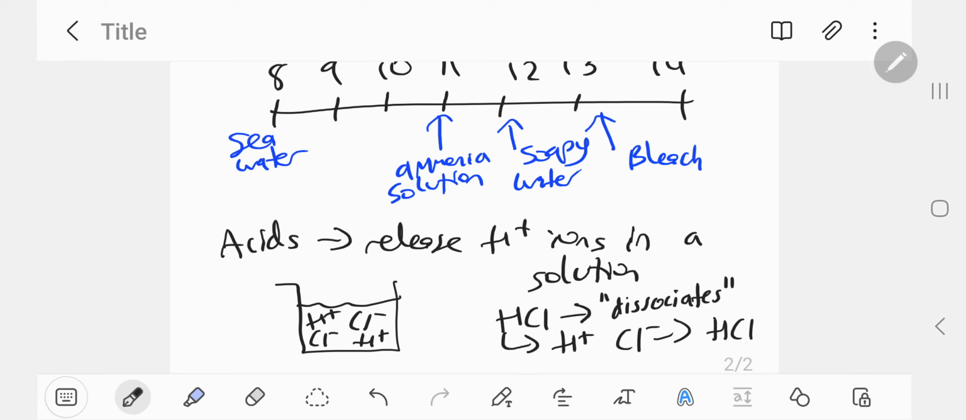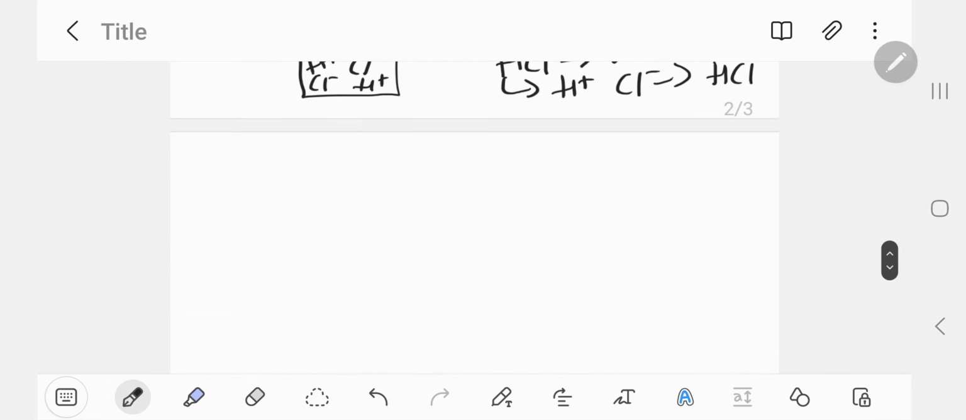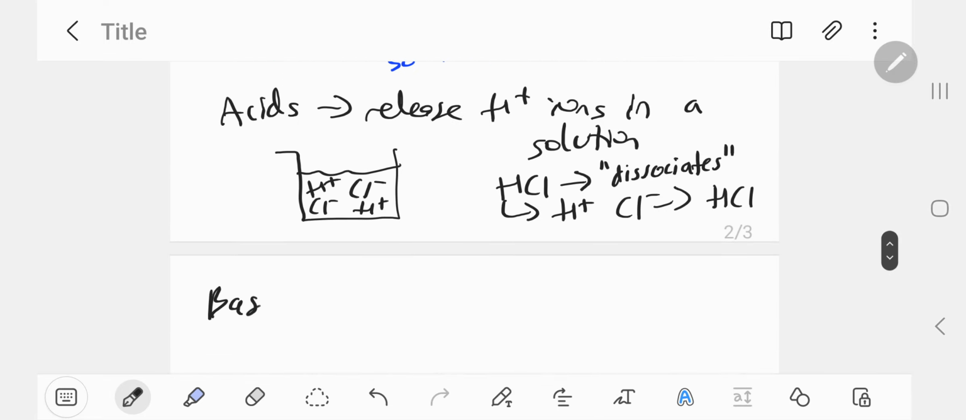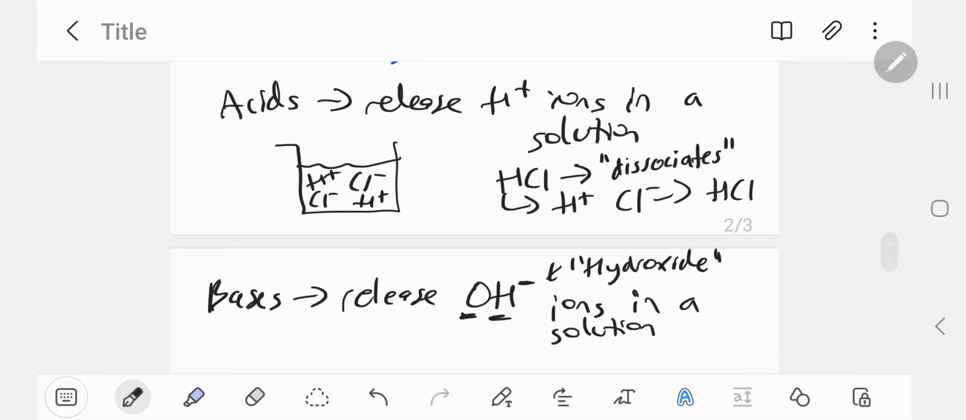So HCl is an acid. That's why you get H plus hydrogen ions. As for bases, they actually release what are known as hydroxide ions. And hydroxide ions are negatively charged. It's called the hydroxide ion. It's a polyatomic ion. Poly means many, atomic means atoms. So it's got more than one atom. It's made of oxygen and hydrogen atoms. And they release hydroxide ions in a solution.